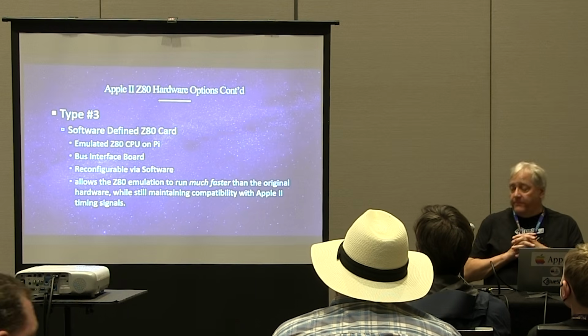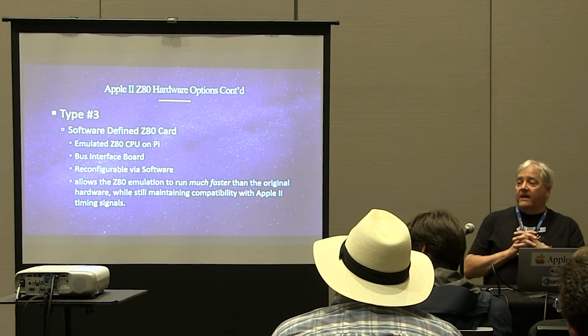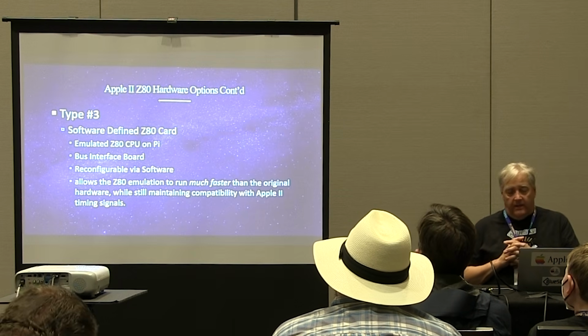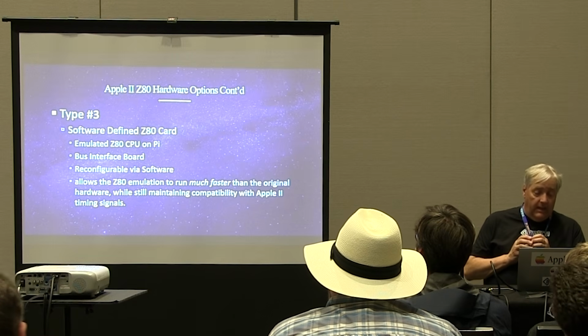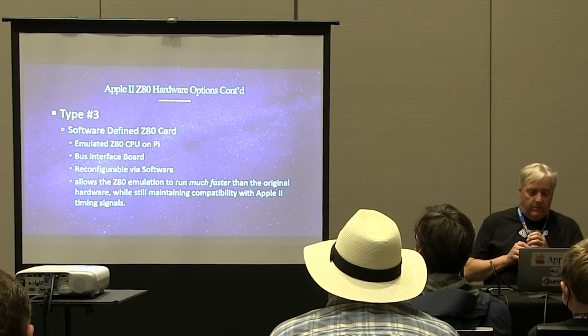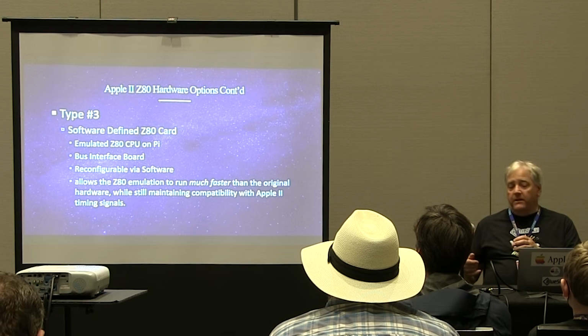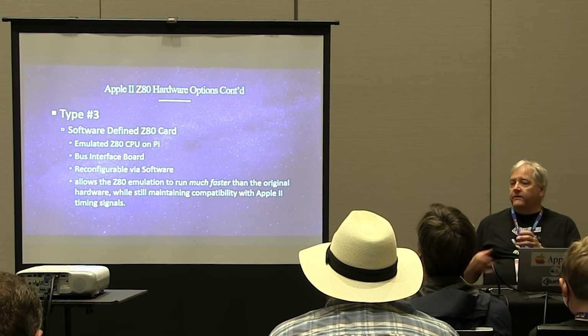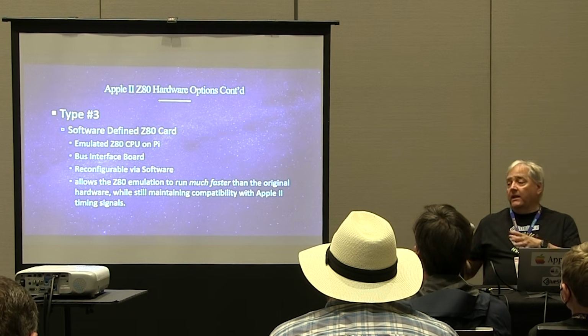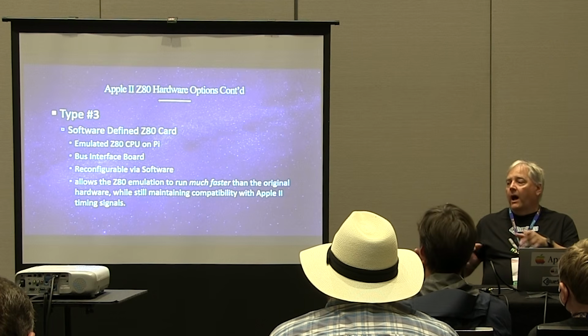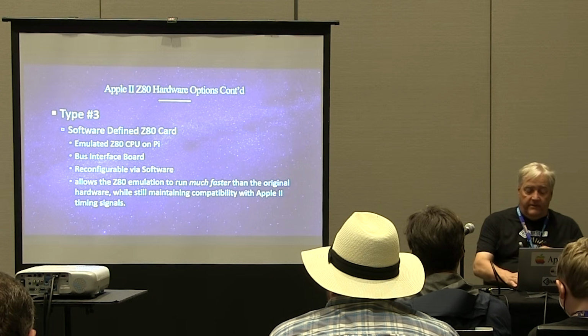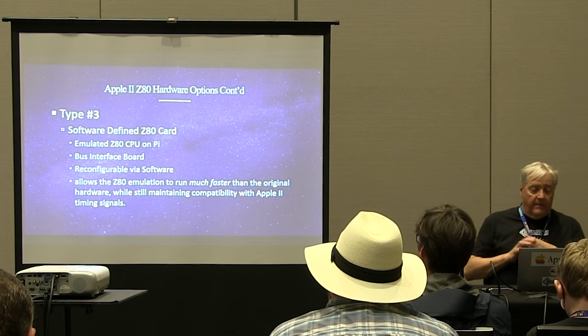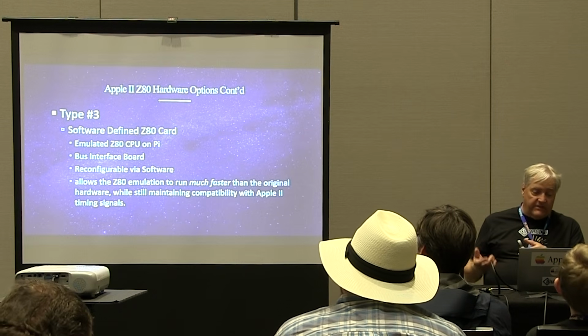Well, enter Type 3. This is the software-defined Z80 card. Now, lately, we've been seeing some of these where they're emulating the Z80 CPU on a Raspberry Pi. There's a couple of A2 VGA cards out there that you can run the Z80 set. It emulates a PCPI card, the one on the top here. It's a bus interface board.